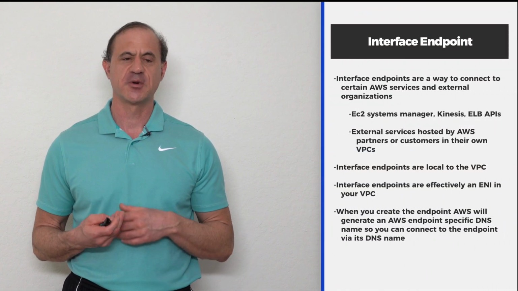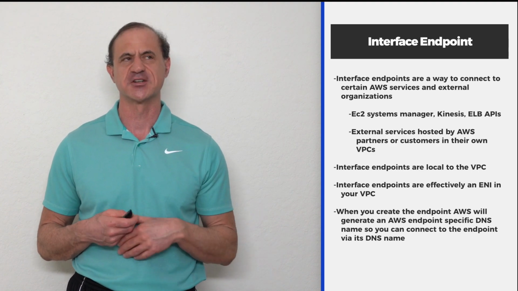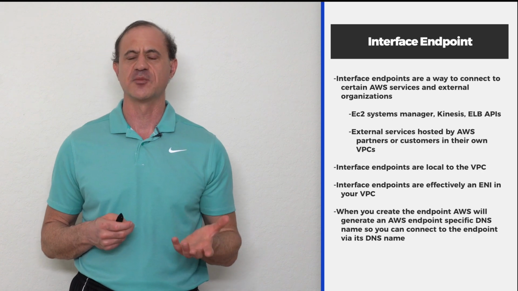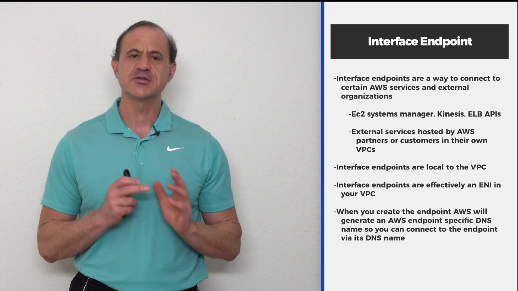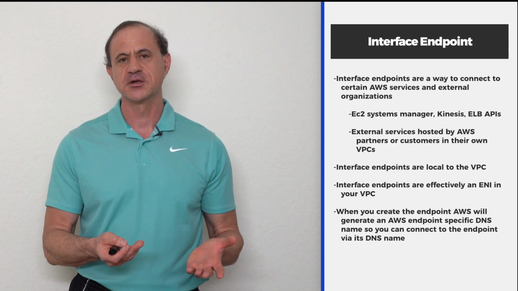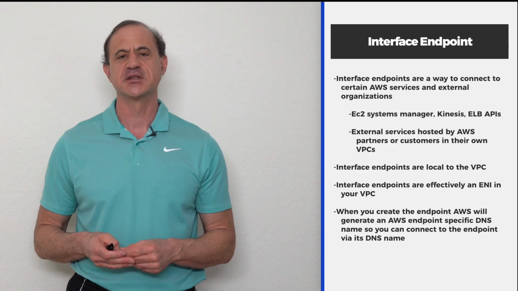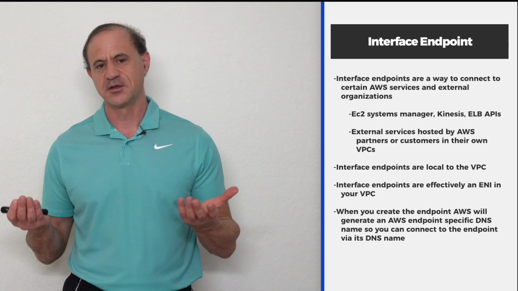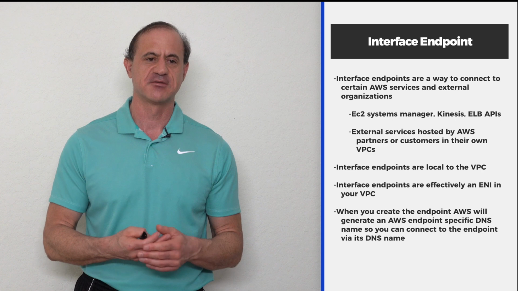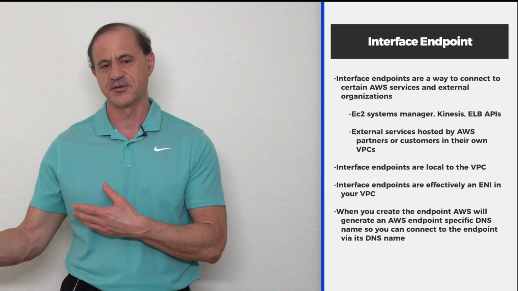Now, the next type of endpoint we're going to talk about is called an interface endpoint. An interface endpoint is a way to connect to different types of AWS services, such as the EC2 Systems Manager, Kinesis, or the Elastic Load Balancer APIs. But it's also a way to connect to external services hosted by AWS partners. And it's also a way to connect VPCs to other VPCs, which is different as well. But typically you're going to use this environment to connect to a VPC and a service VPC.